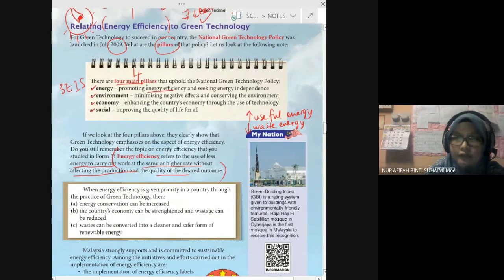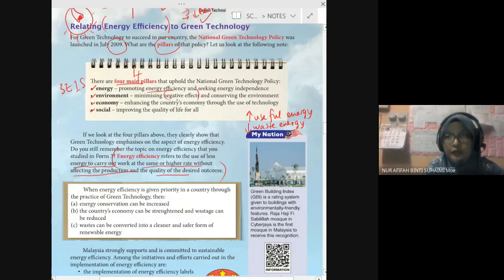Okay, back to the four main pillars. Energy, promote energy efficiency. And then for environment, we want to reduce negative effects, pollution, and conserve the environment at the same time. Okay, for economy, we want to increase the country's economy. Number four, social, we want to improve the quality of life.